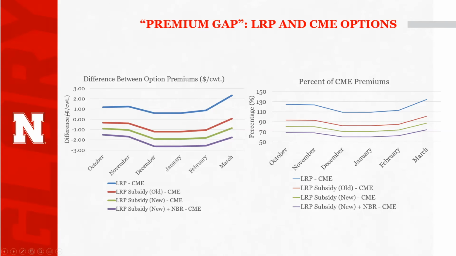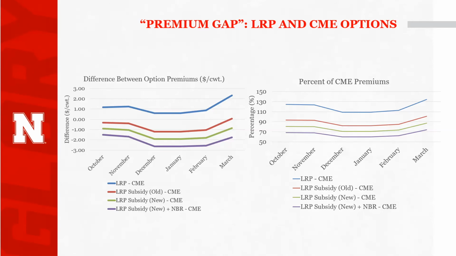And so the government comes in and subsidizes LRP. And even with the old LRP subsidy, it was pretty much equal between managing that price with CME options or with LRP. And now, in addition, with the new subsidies, it is extremely cost effective. And in some cases, it's about 30 to 40% cheaper to manage risk with LRP versus CME options.